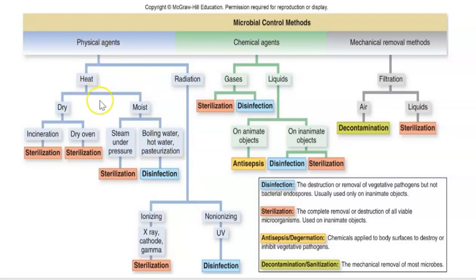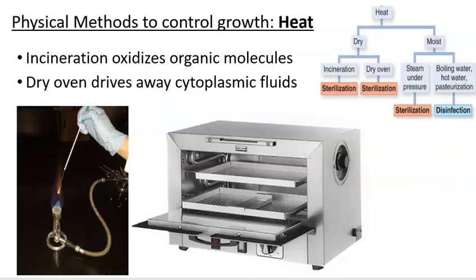And if we look at this first side over here with our physical agents, heat is definitely one of the methods that can be used to remove microbes. But again, you have to be careful. You might be able to use heat on a person, but you're going to cause more damage to their tissues than you probably are going to cause to the microbe that's causing a disease. So there is a time and a place to use different methods of heat to control the growth of these different kinds of microbes that are out there.